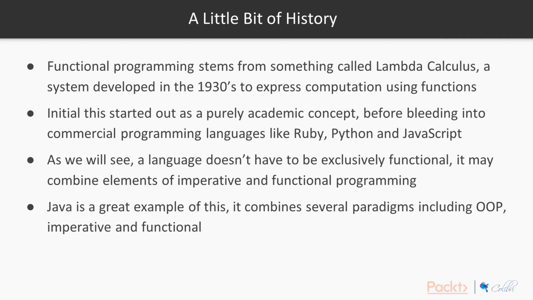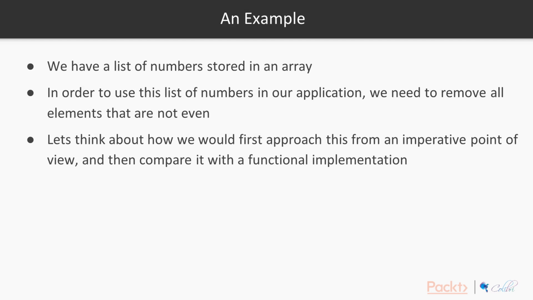Obviously we've seen that it's an object-oriented programming language. It's an imperative programming language predominantly, and now as of Java 8 and Java 9, it's functional as well, and we're going to see some really good examples of this. So let's take a very simple practical example.